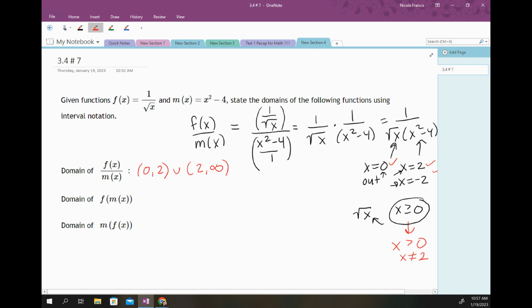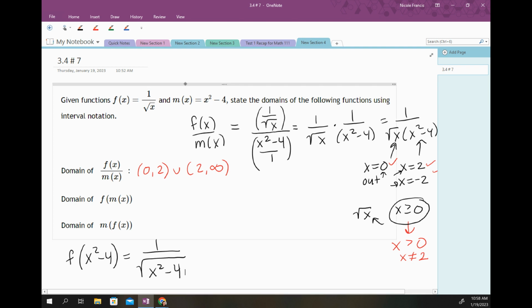All right, let's try the next one: f of m of x. Again, the first place to start is to compute f of m of x. That's f of x squared minus 4, which is 1 over the square root of x squared minus 4. Let's see if we can figure out the domain. If we look at x squared minus 4, we cannot have that be a negative number, and we cannot have the denominator be equal to 0. Those are the two things we always have to check.